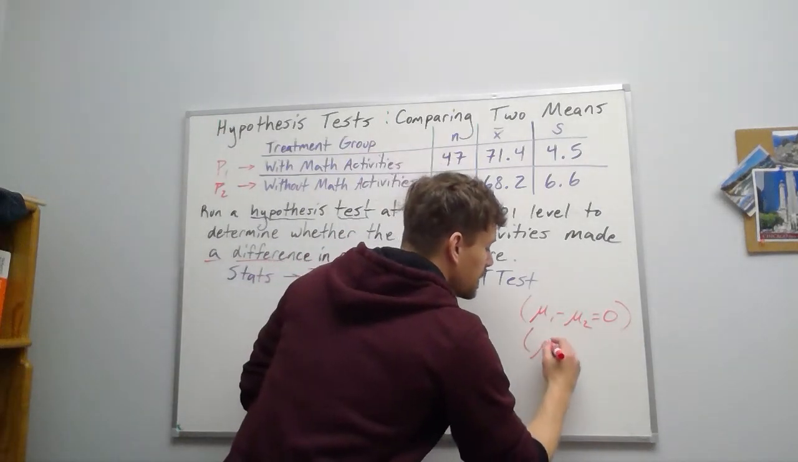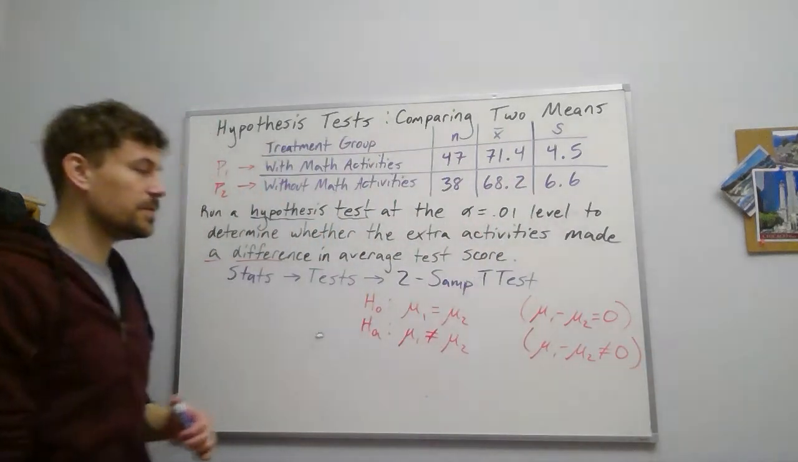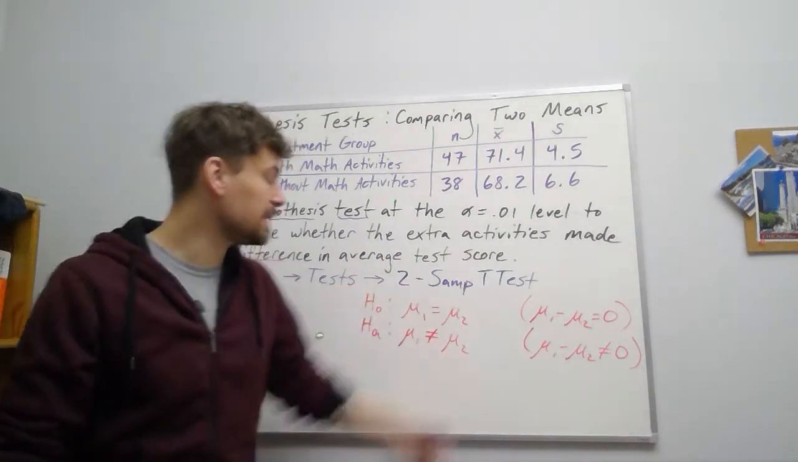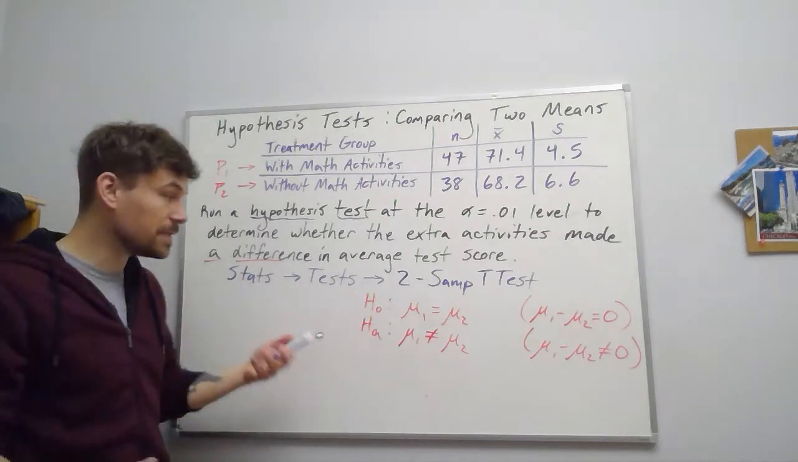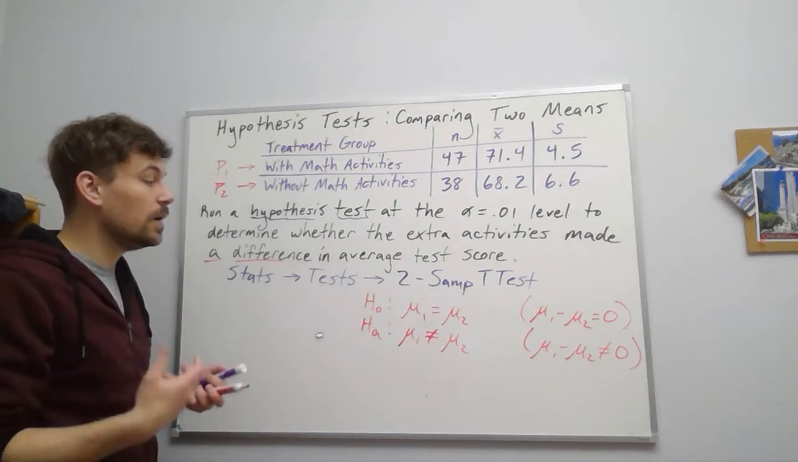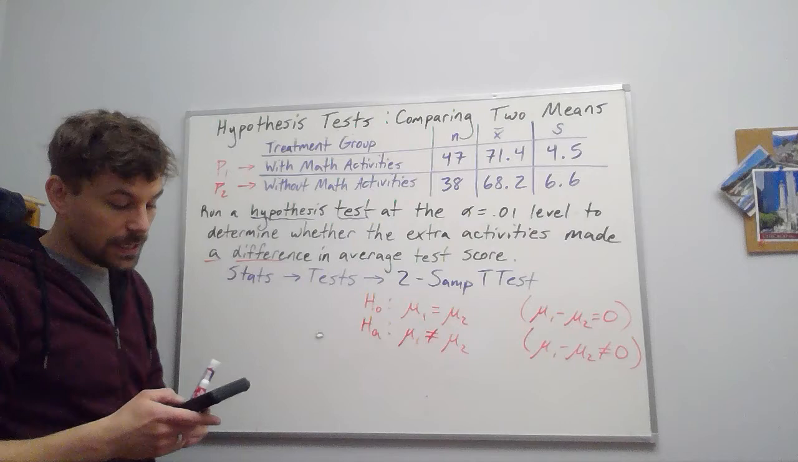Or another way to say that is mu1 minus mu2 is not equal to 0. Okay, so when we run through the two-sample t-test, we have the option, and the reason I wrote these out is because in that test, it's going to ask us about mu1 in relationship to mu2.